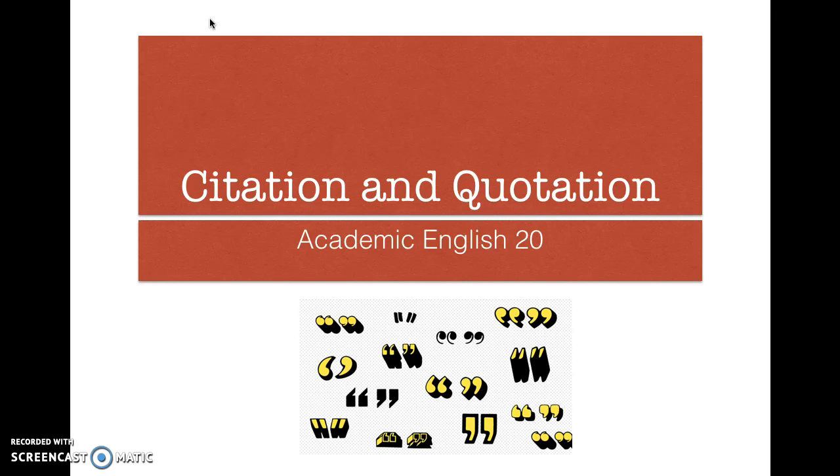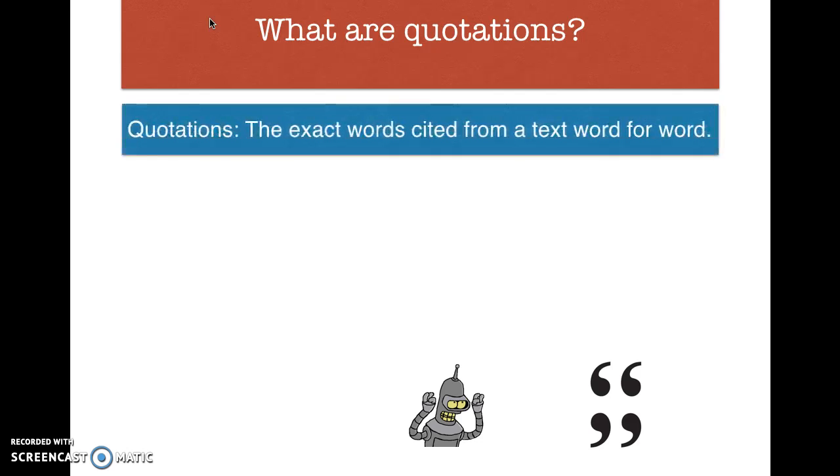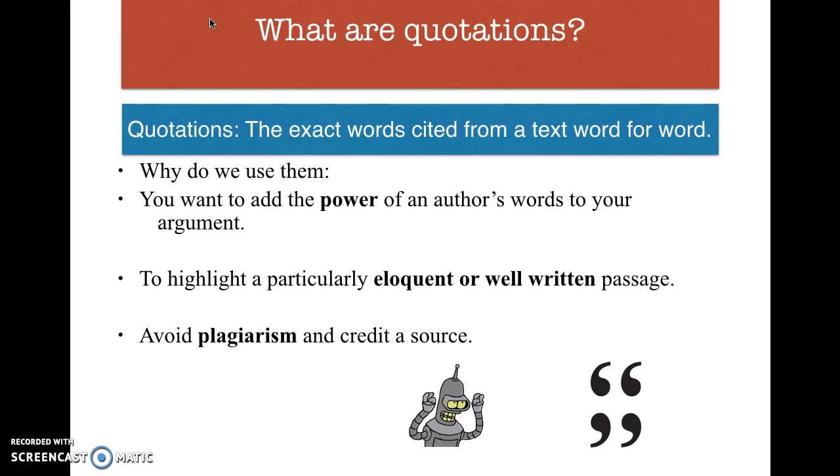So the first question we have to ask is what is a quotation, or what are quotations? Well, they are the exact words cited from a text. You have to take the exact words that an author has used and use them in your own text. Why do we do this? Well, it kind of adds power to our argument.